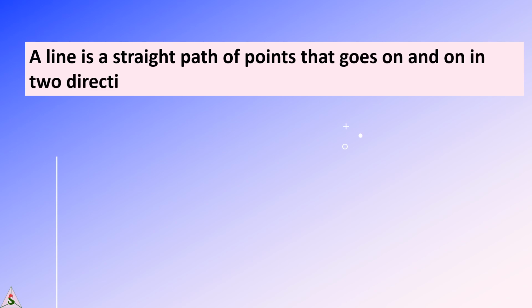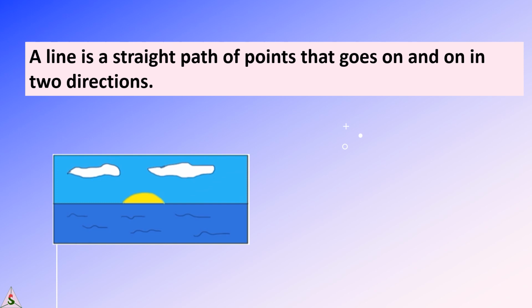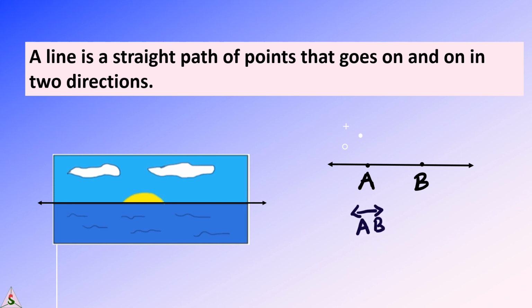A line is a straight path of points that goes on and on in 2 directions. Think of a horizon. We can call this line AB with a little line above it. We can also label it as BA.